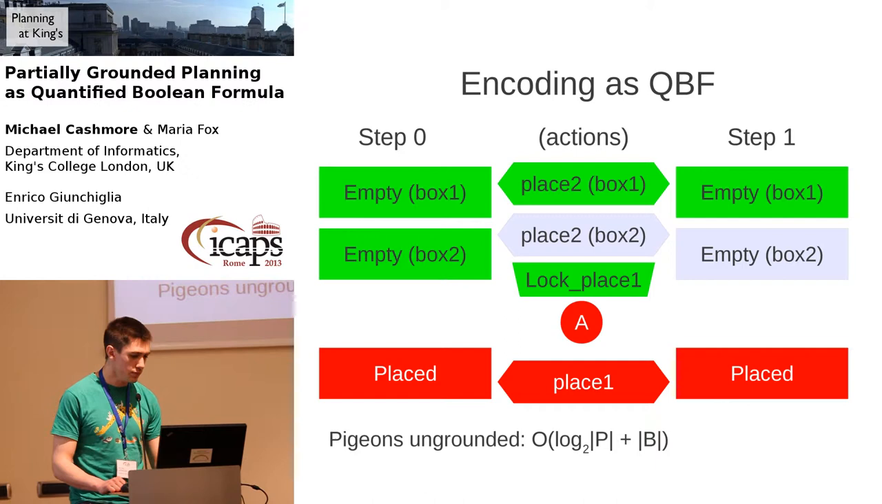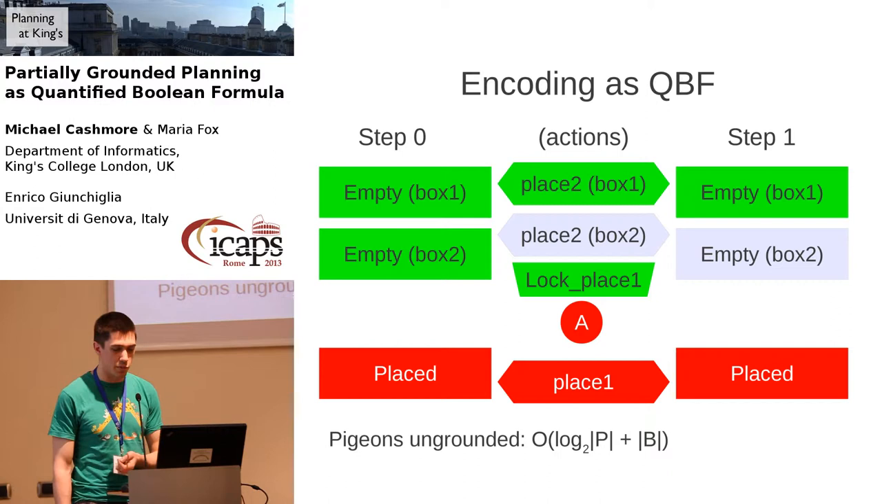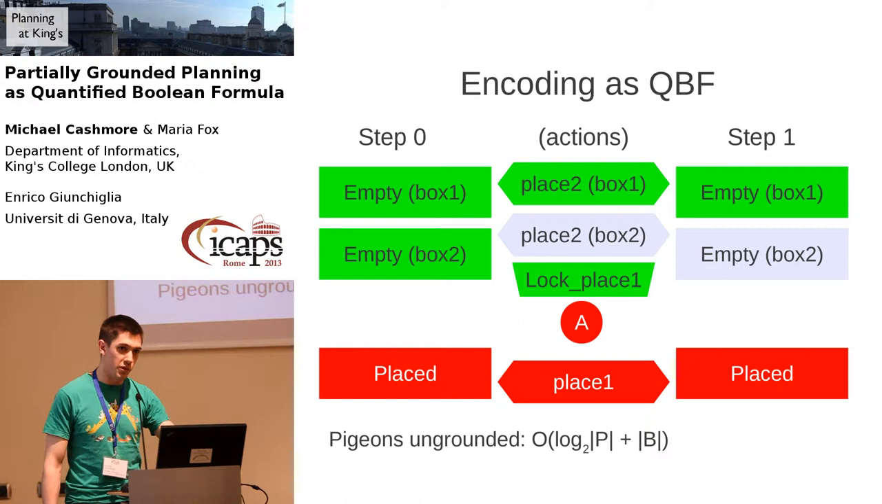So now, with the pigeons left ungrounded, the size of the formula of variables and constraints is now of the order log number of pigeons plus the number of boxes. The reason it's log is because we have to have a number of lock variables equal to the number of universal variables. And the number of pigeons is going to be 2 to the power of the number of universal variables here.